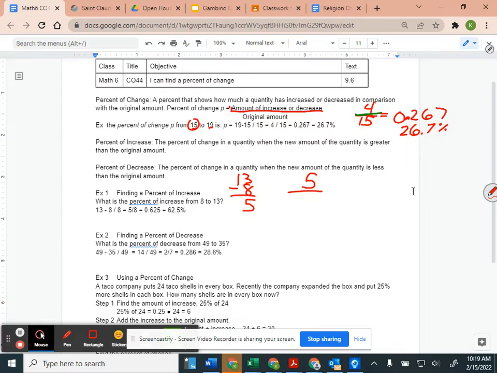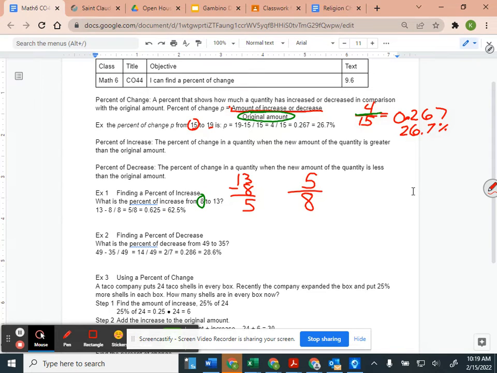What do I put as my denominator? 13. So it says original amount. What was my original amount? If I go from 8 to 13, what did I start with? 8. I started with the 8. That is my first amount. I went from 8 to 13. So I want to put my original amount on the bottom.